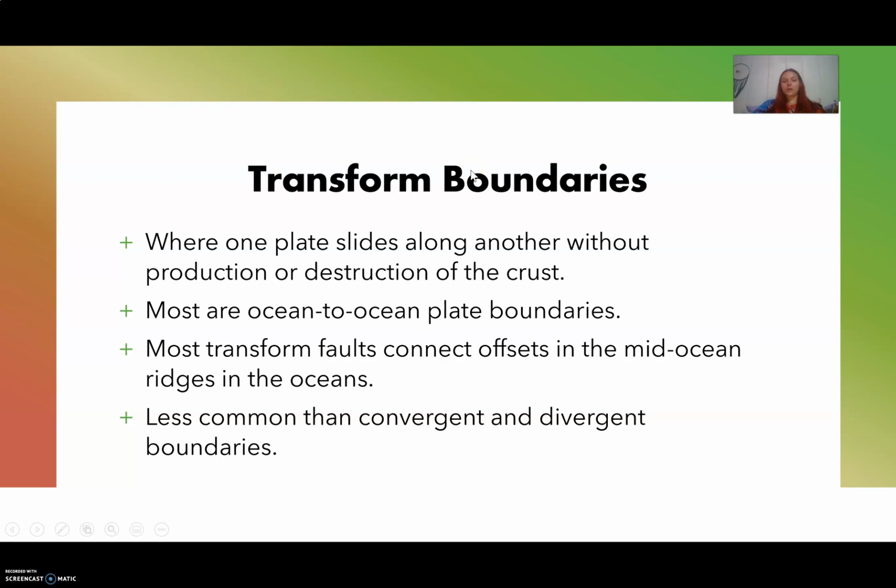So transform plate boundaries are where one plate slides along another, but it's without creating or destroying the crust on those plates. Most are found in the ocean and the mid-ocean ridges, and of course they are ocean-to-ocean plate boundaries, and they are less common than convergent and divergent boundaries as a whole on Earth.